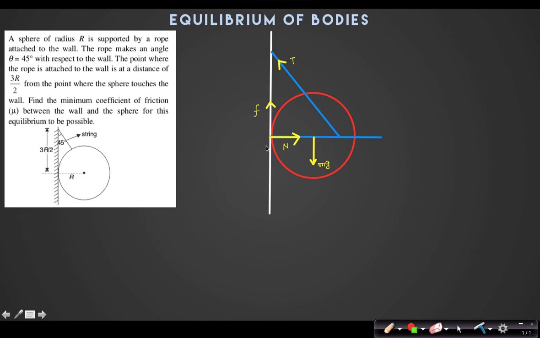Suppose this point is O, the center, this point is P, and this point is Q. About which point should I take torque? You can take torque about P or Q, but if I have to find the friction force, then torque about P will not help, because the torque of friction will automatically be 0. Sir, I can do it through force equations. Yes, but now I have two unknown forces, you can do it also.